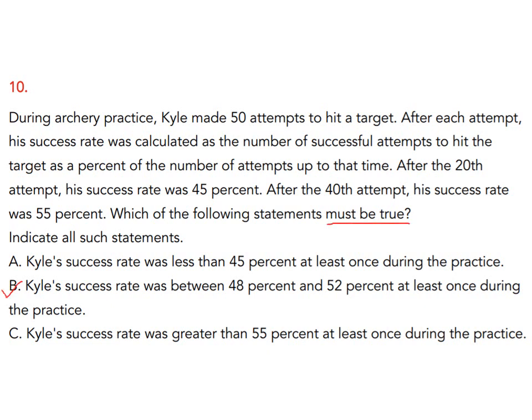So we are in option C. Kyle's success rate was greater than 55% at least once during the practice. If after the 40th attempt all of his attempts are considered failures, then option C may not be true. So the only answer will be option B.